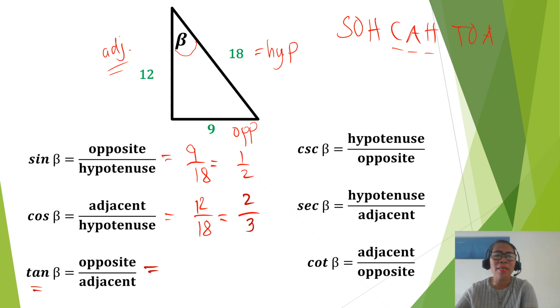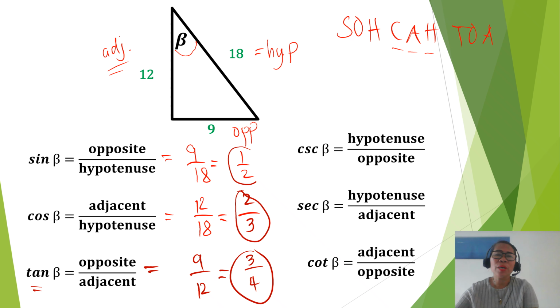Opposite to theta is 9, while adjacent is 12. And this can be reduced by dividing both by 3. 9 divided by 3 is 3, and 12 divided by 3 is 4. So therefore, these are the trigonometric ratios of the basic function.